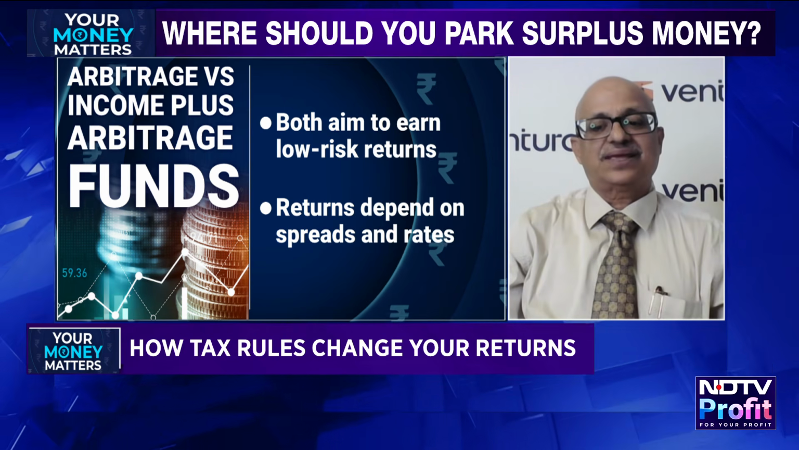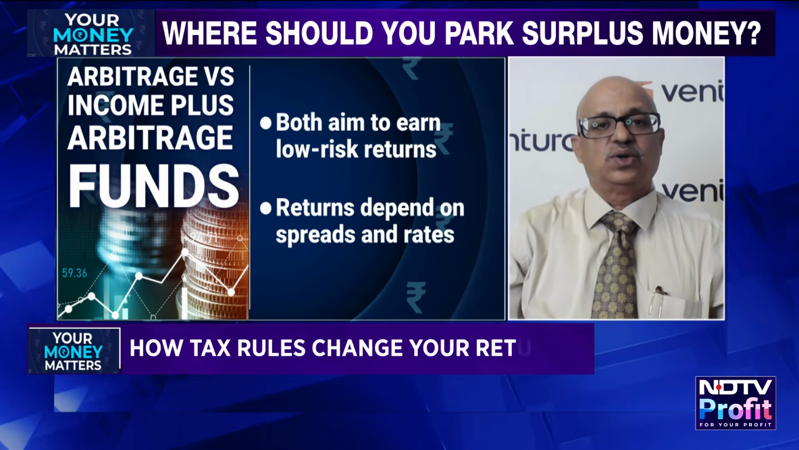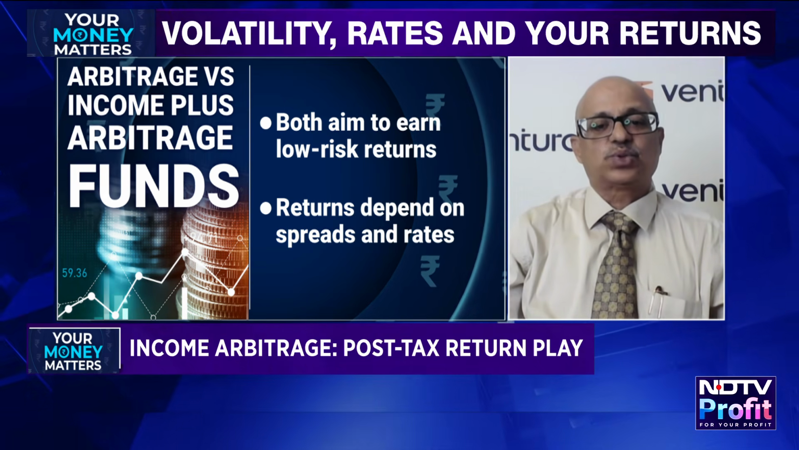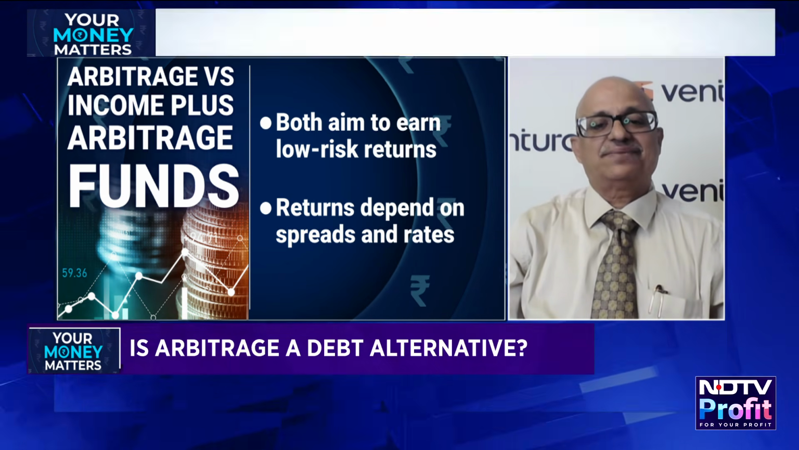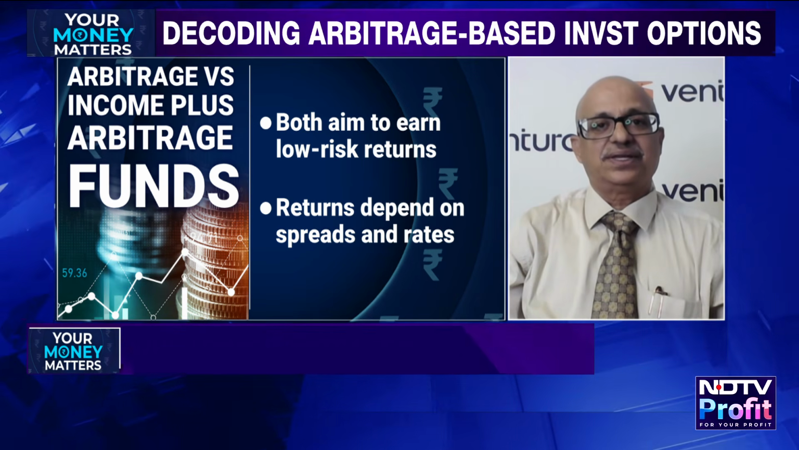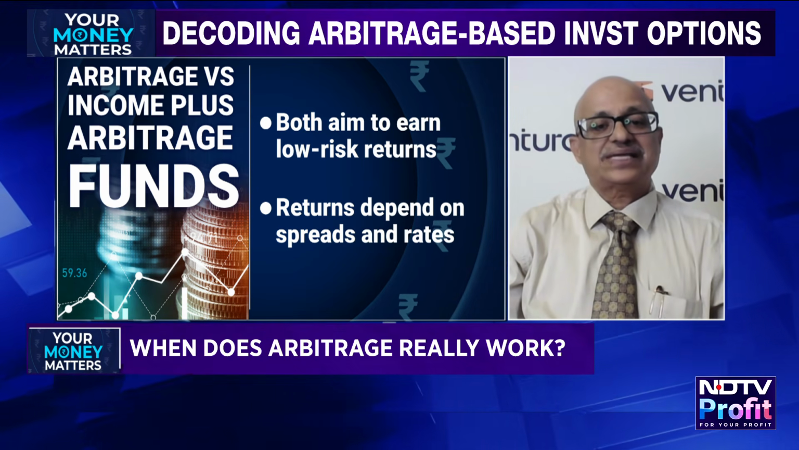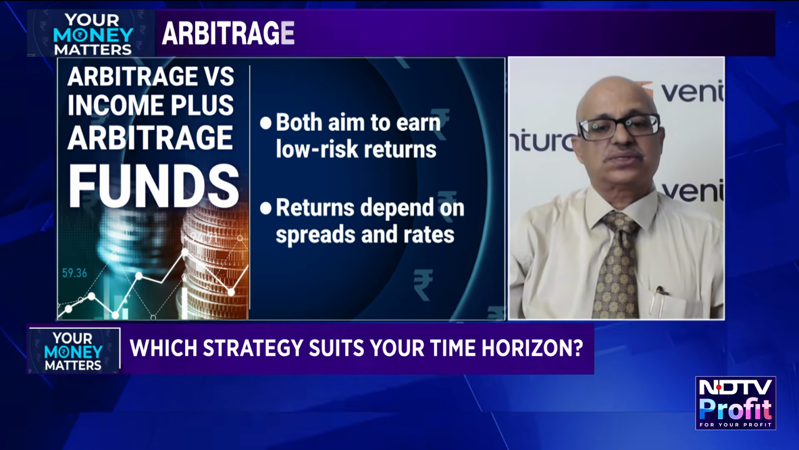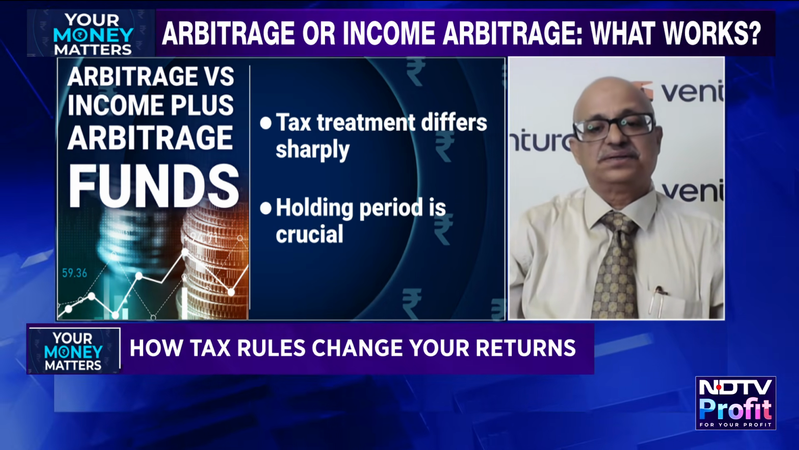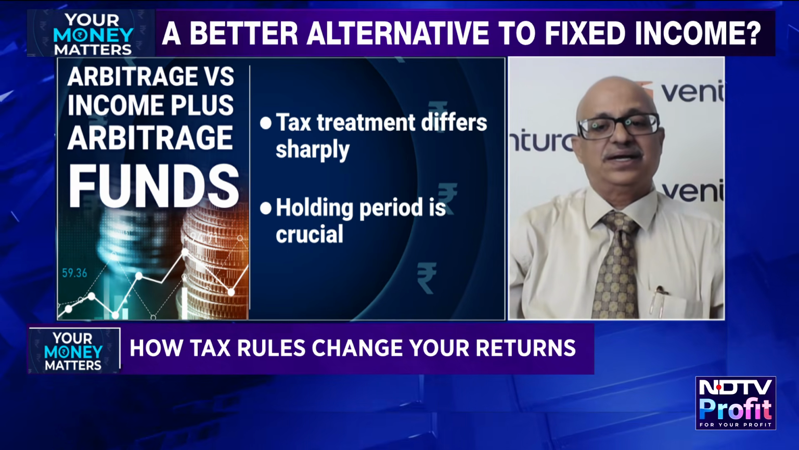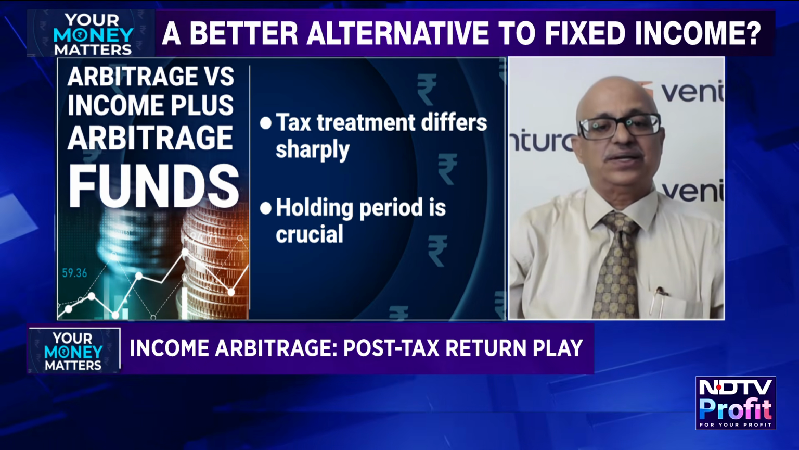So you can imagine, supposing somebody is investing in a fixed income instrument, and he's in the 30% tax bracket, and he says that my holding is, as it is, more than 3 years, then income plus arbitrage plays a good role, because he can get a 12.5% taxation. So that's a reasonably good arbitrage in the taxation which is available to the investor.